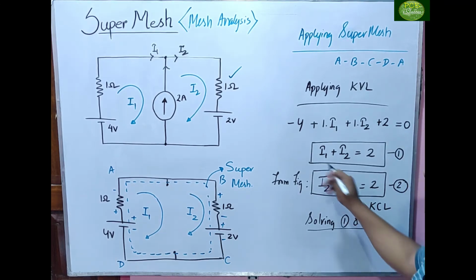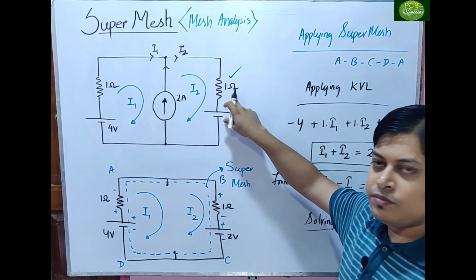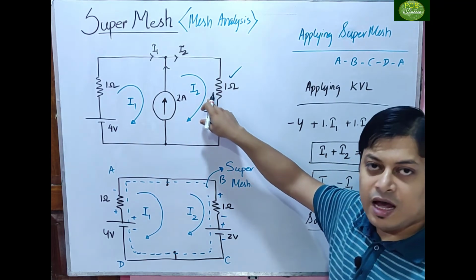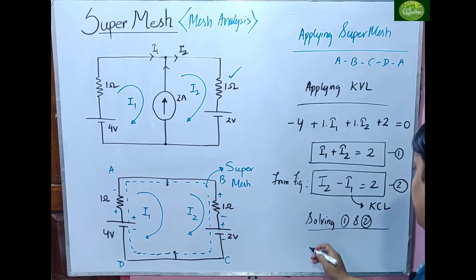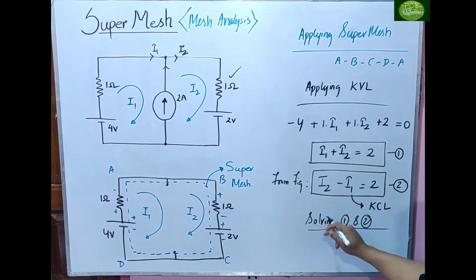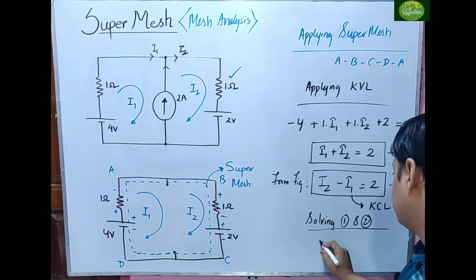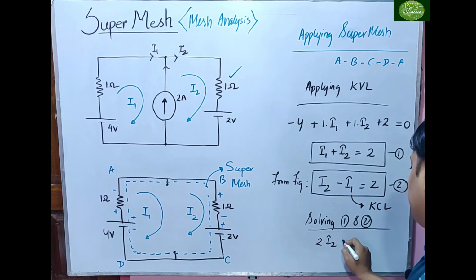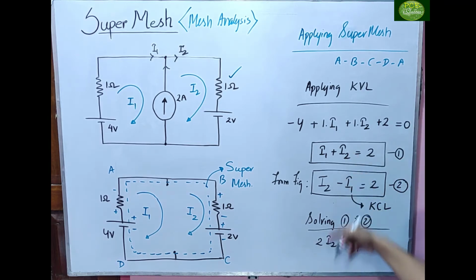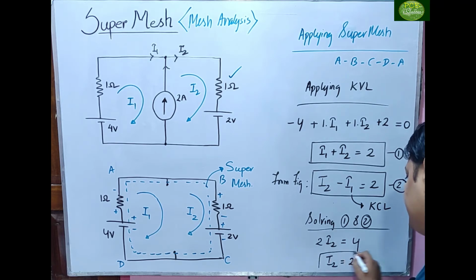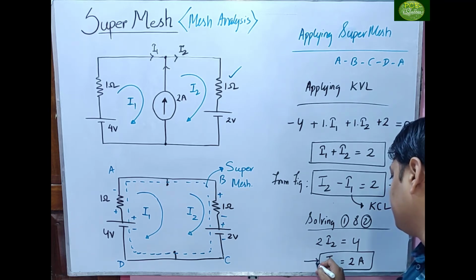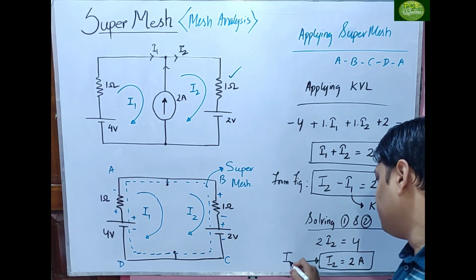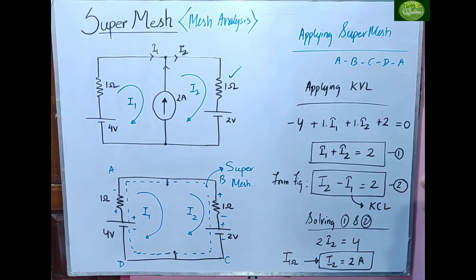Which current do I need? Current in 1 ohm. What is the current flowing? I2. So what will I write by solving this? Can I write this as 2I2 equals 4? 2I2 equals 4, so I2 equals 2 ampere. What is I2 actually? Current flowing through the 1 ohm resistor.